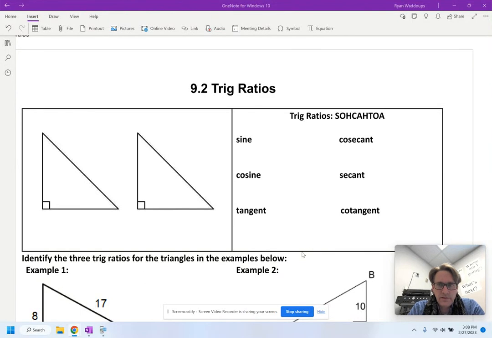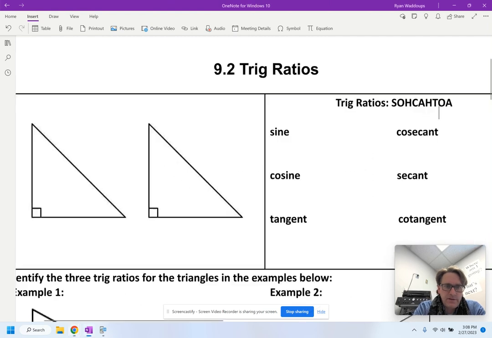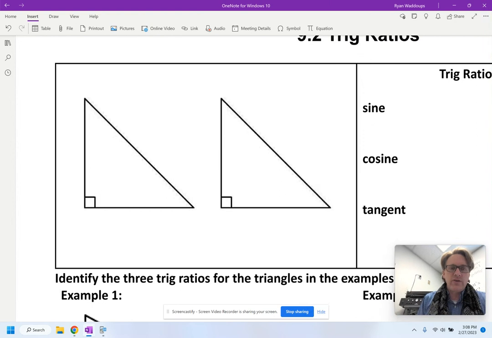Hi, welcome. This is a lesson on trigonometric ratios. First off, we need to talk a little bit about the triangles. They're right triangles. When we're talking about these trig ratios, we're talking about right triangle trigonometry.